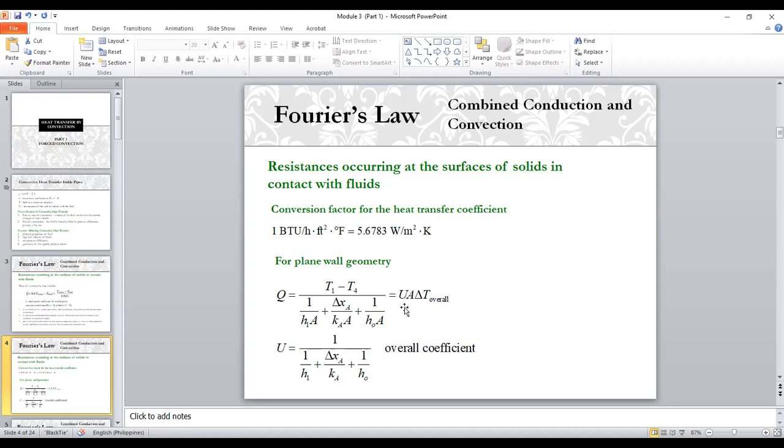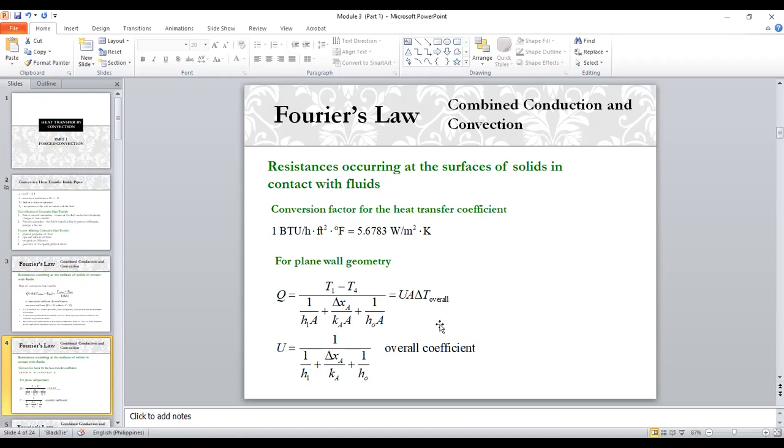Now, this one, class, if you notice, equates to another formula which already has the U, the A and the delta T over all. This U actually is this one. Okay, the U is 1 over 1 over H1 plus delta X over KA plus 1 over HO. So we call this U the overall heat transfer coefficient. When we speak of combined conductive and convective heat transfer, class, it could be that you're using this formula, or it could be also that you can use this particular formula depending on what the problem provides.